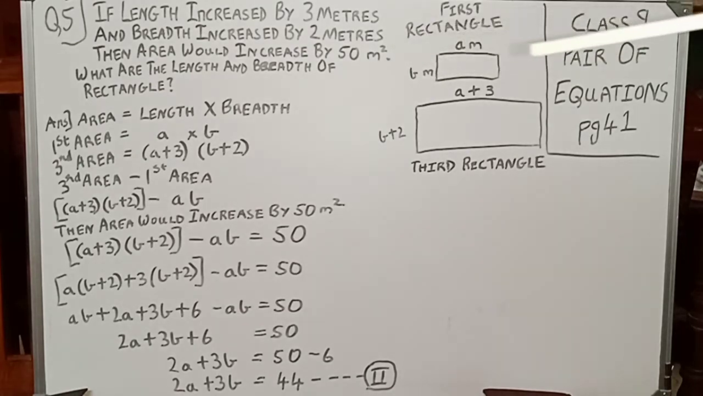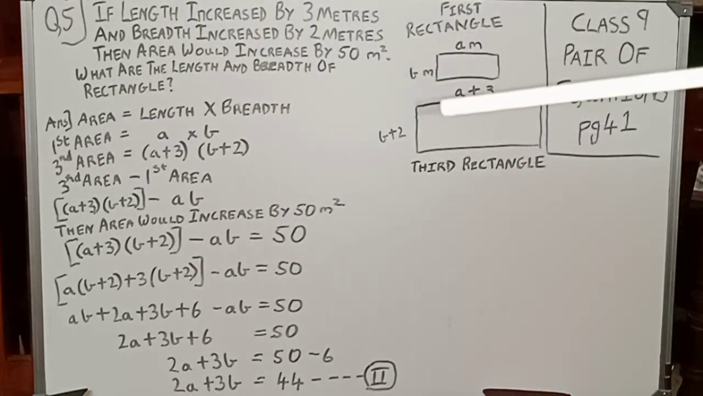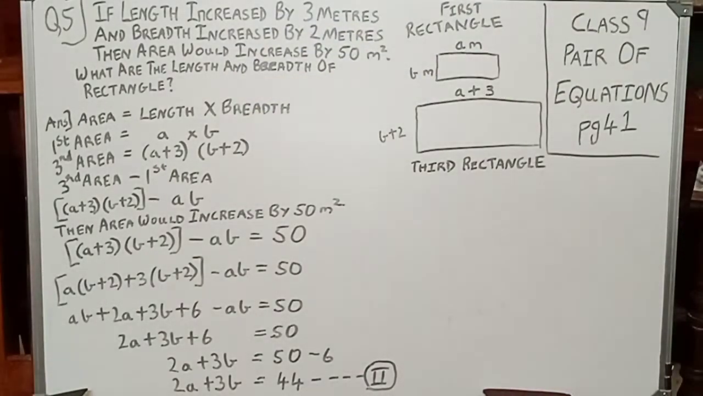Length is always greater than the breadth in a rectangle. They are saying that a is increased by 3, that is why we have increased the length by 3 meters, and the breadth is increased by 2 meters. Now we have to calculate the area. As you are already aware, in our previous video we had seen that area is equal to length into breadth of a rectangle.